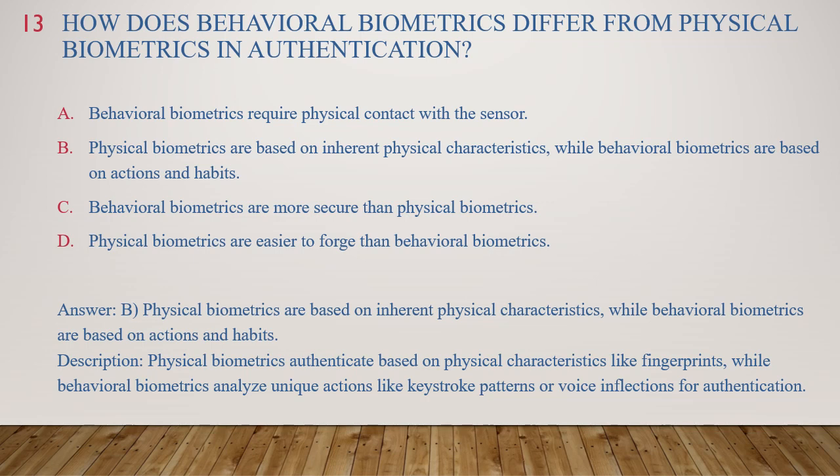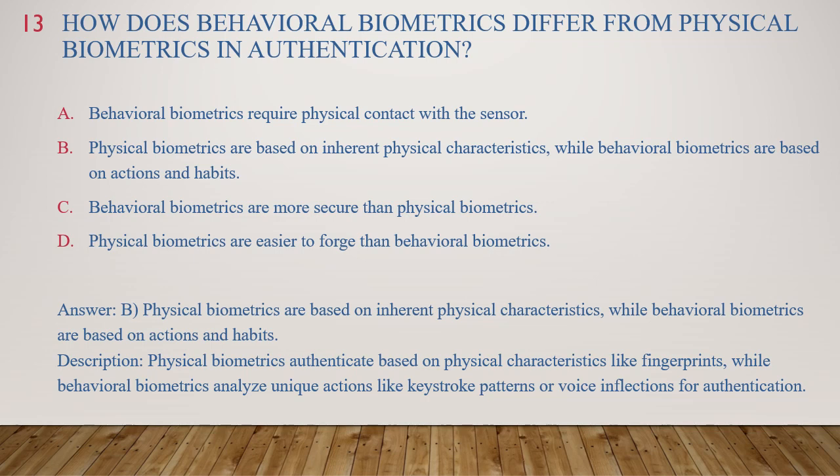Here's the differences between the two. Physical biometrics measures inherent, unchanging physical characteristics like fingerprints, iris patterns, facial features, etc. Requires direct contact with a sensor, fingerprint scanner, facial recognition camera, for identification. Examples: fingerprint scanners, facial recognition, iris scanners.